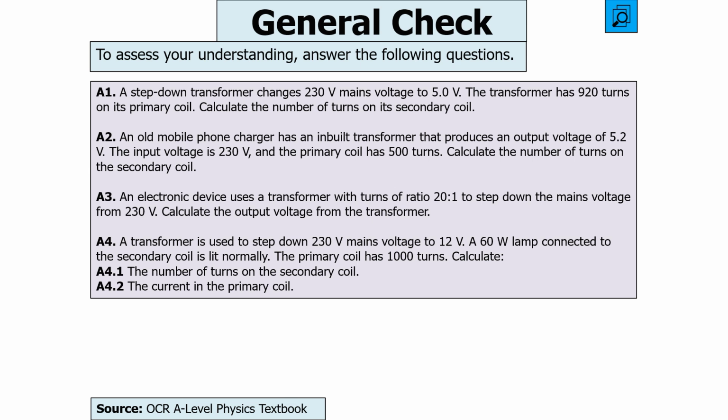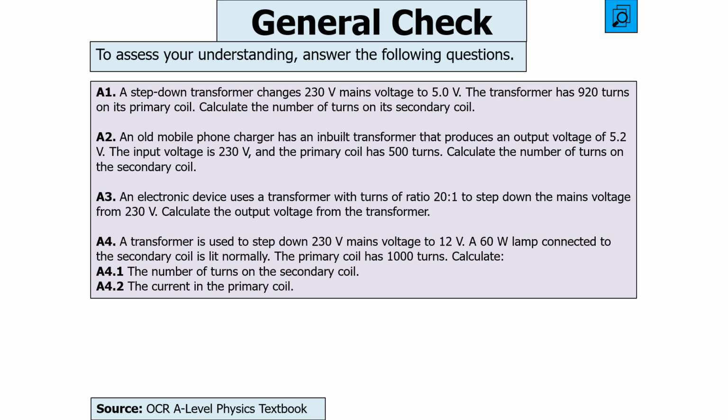The next question says, a step-down transformer changes 230 volts mains voltage to 5 volts. The transformer has 920 turns on its primary coil. Calculate the number of turns on its secondary coil. Then an old mobile phone charger has an inbuilt transformer that produces an output voltage of 5.2 volts. The input voltage is 230 volts and the primary coil has 500 turns. Calculate the number of turns on the secondary coil.